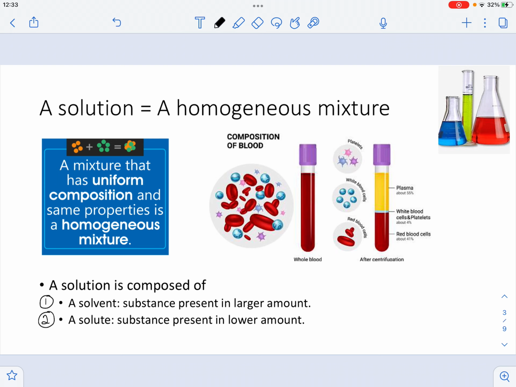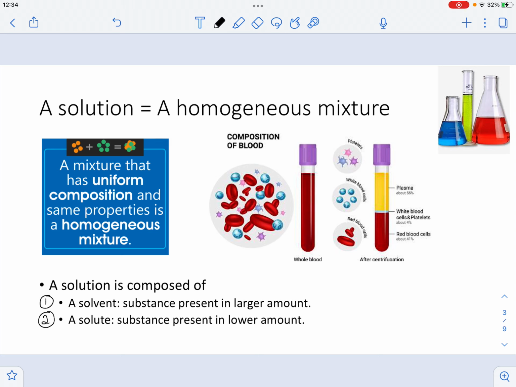Solutions are also composed of solutes, and a solution can have one or more solutes. Those solutes are the substance or substances that are present in lower amounts. Here in the slide, we have the example of whole blood. We know that blood is composed of plasma, platelets, white blood cells, and red blood cells.